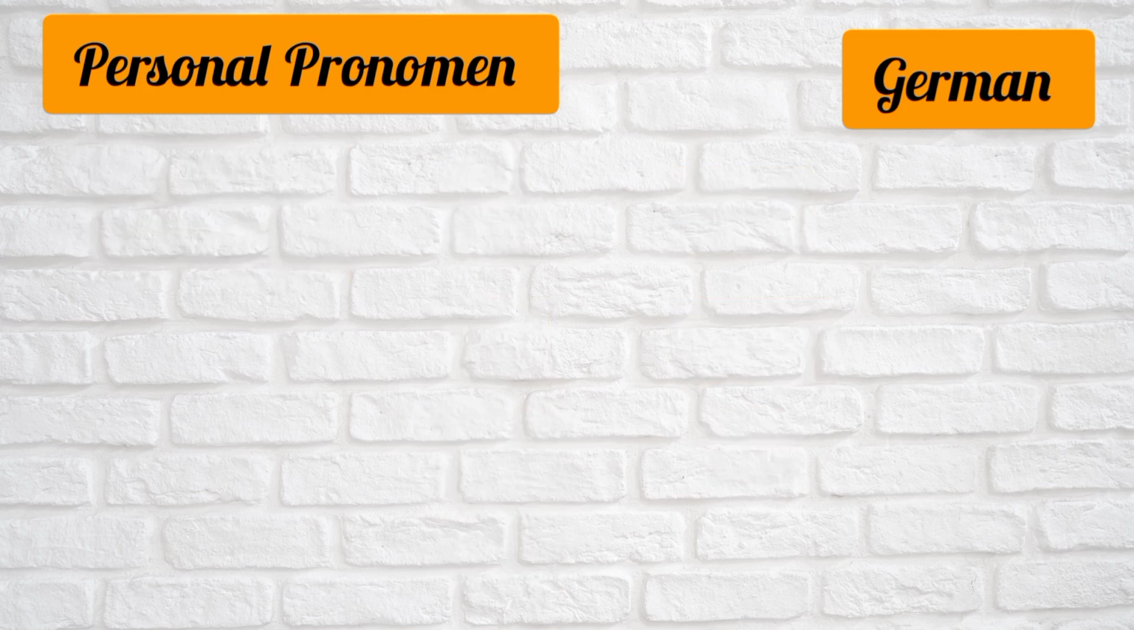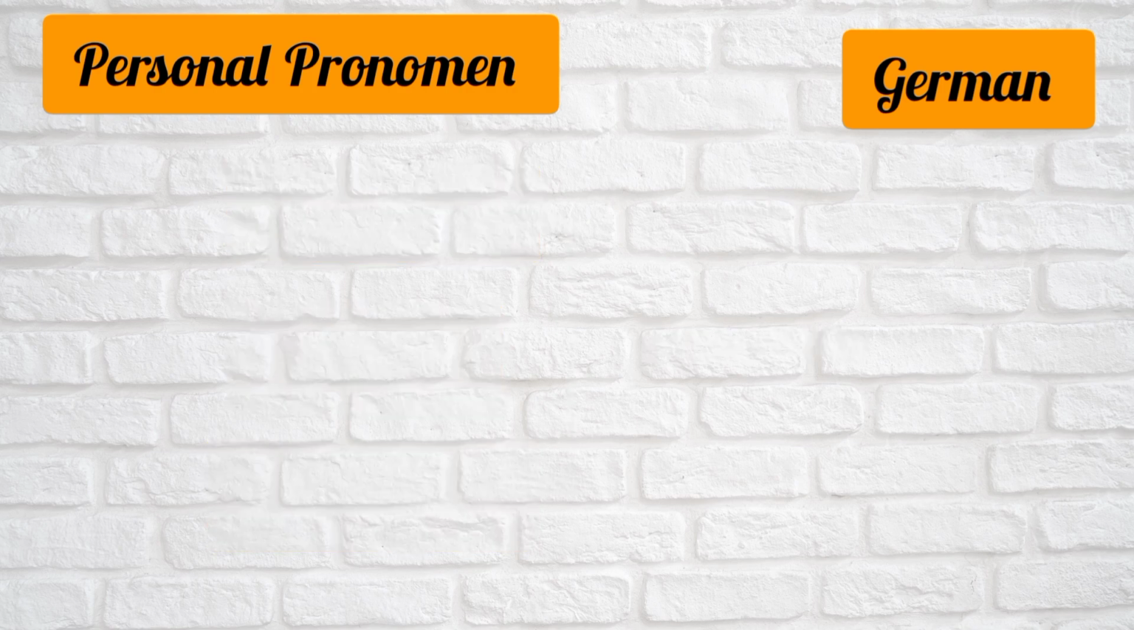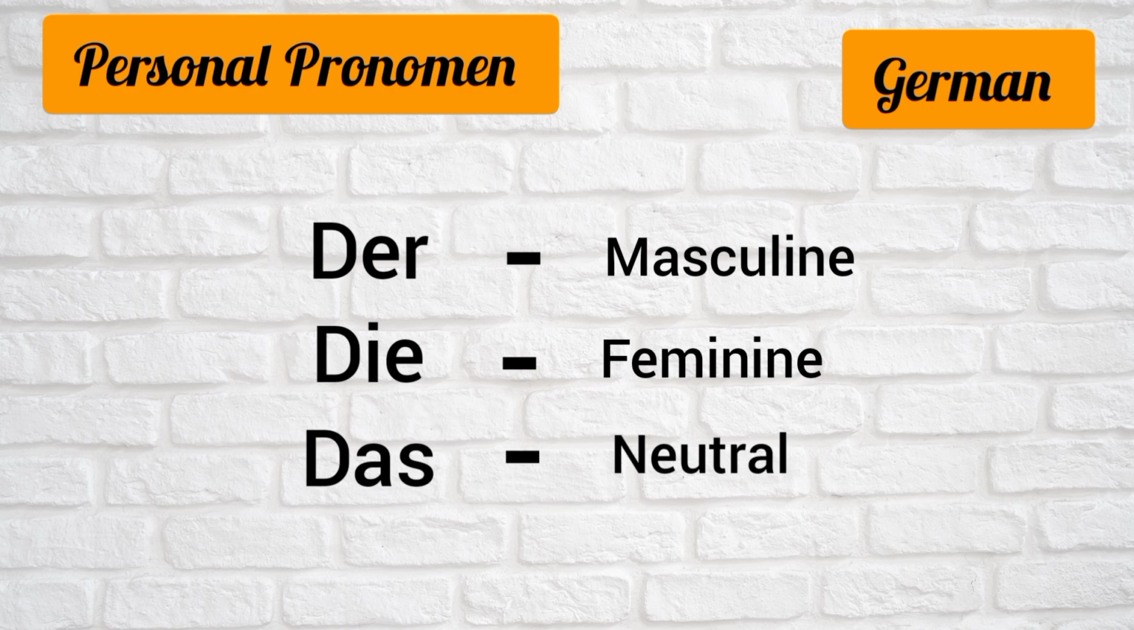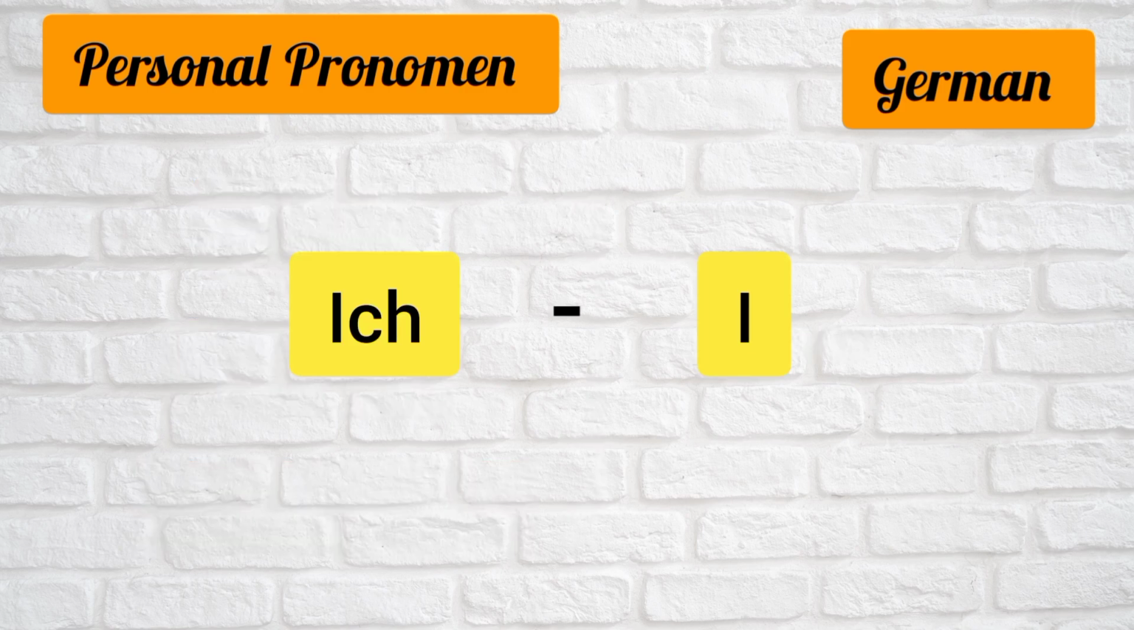And remember one thing, in the German language, every noun has a gender. Every object has a gender. And we have three articles, der, die, das, to identify the gender of a noun. So, we have to use personal pronouns according to the gender of a noun. Now, let's learn personal pronomen.